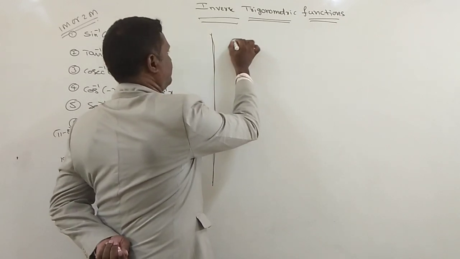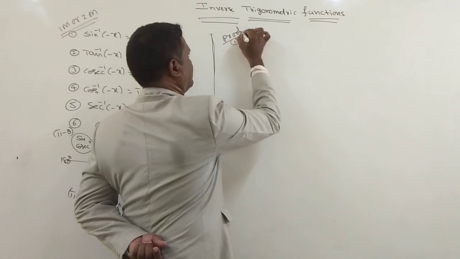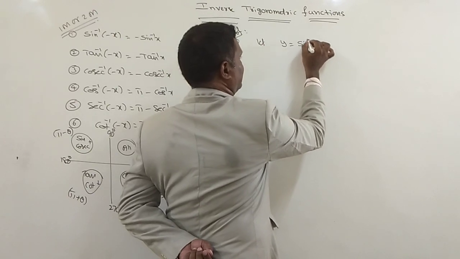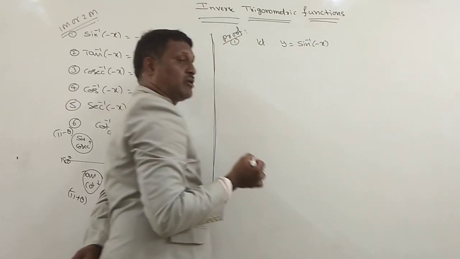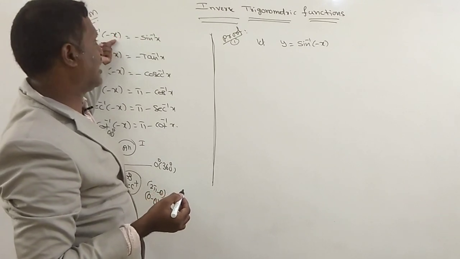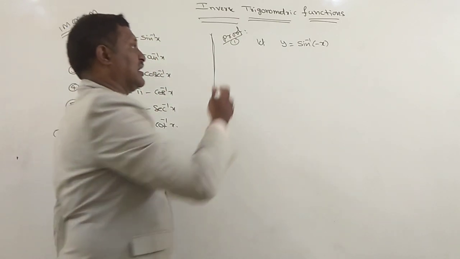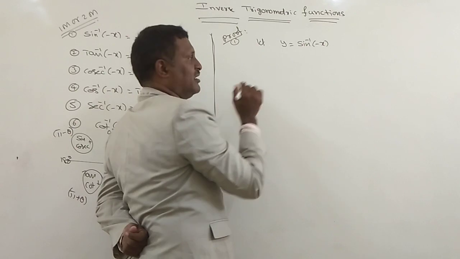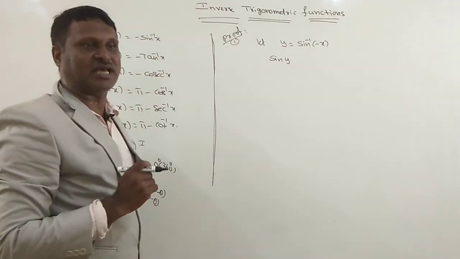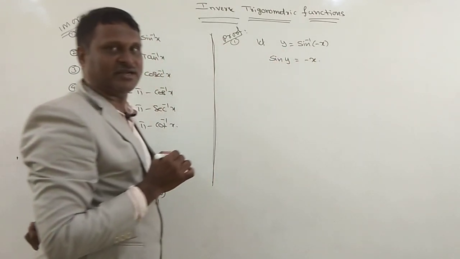First one, proof. Let y is equal to sine inverse of minus x. I took the left hand side as y. Then sine inverse, if you take the other side, it becomes sine y. Sine y is equal to what we can write? Minus x we can write.